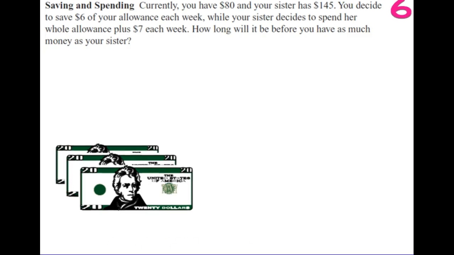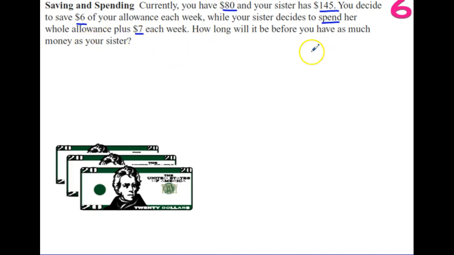Alright, I think this is our last slide. Yep. Saving and spending. Currently, you have $80 and your sister has $145. You decide to save $6 of your allowance each week, while your sister decides to spend her whole allowance plus $7 each week. How long will it be before you have as much money as your sister?